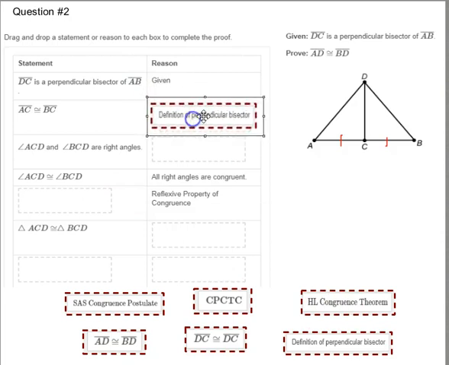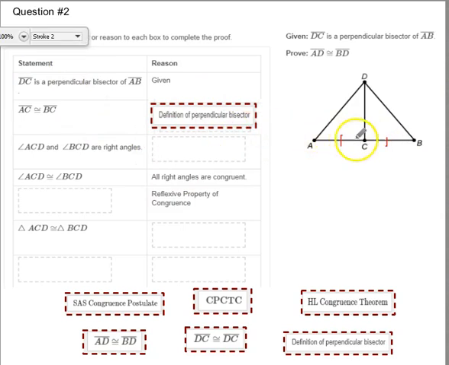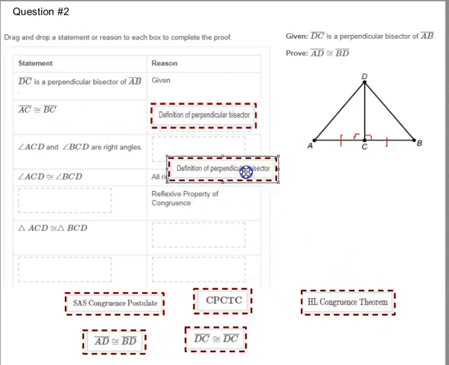And then the next one, of course, again, you can't just come up with reasons out of thin air. They have to be derived from previous statements. It says angle ACD and angle BCD are right angles. And again, that comes from perpendicular bisectors. We know that these are right angles because of the perpendicular bisector. Okay, so let's go ahead and put that right there.